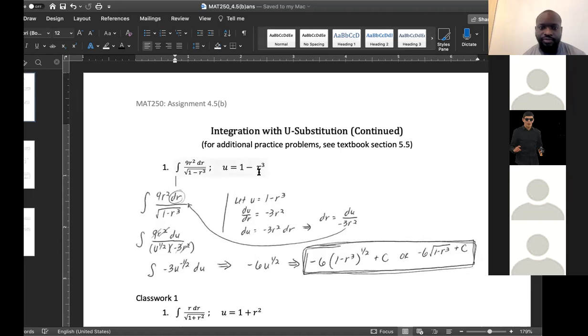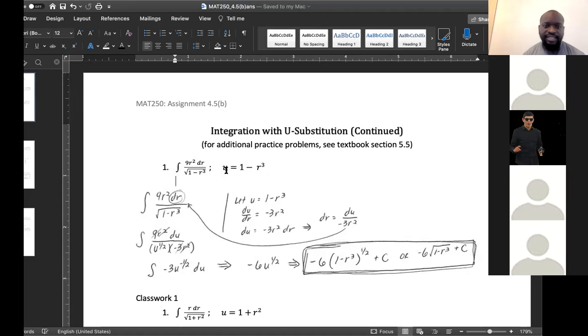So I'm going to call u 1 minus r cubed. So if you use 1 minus r cubed, this whole problem becomes 9r squared dr over u to the power half. I have to replace the dr with du because I'm going to represent u here. So I need a du here.